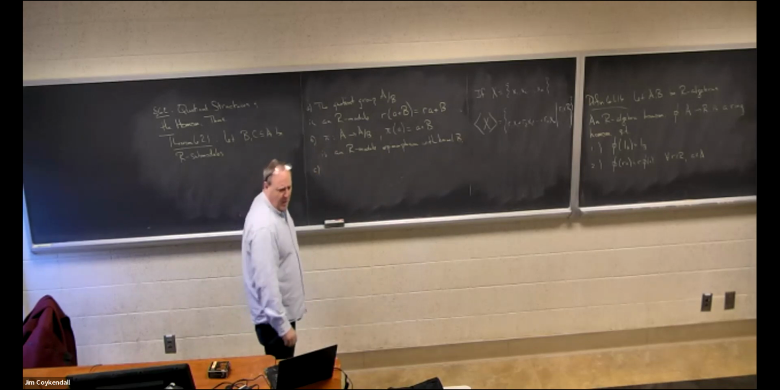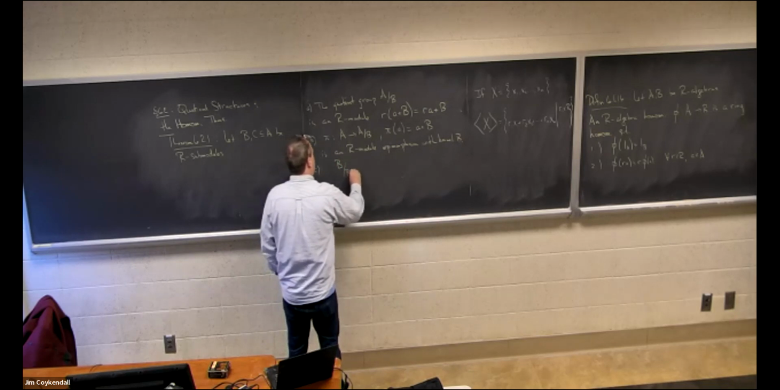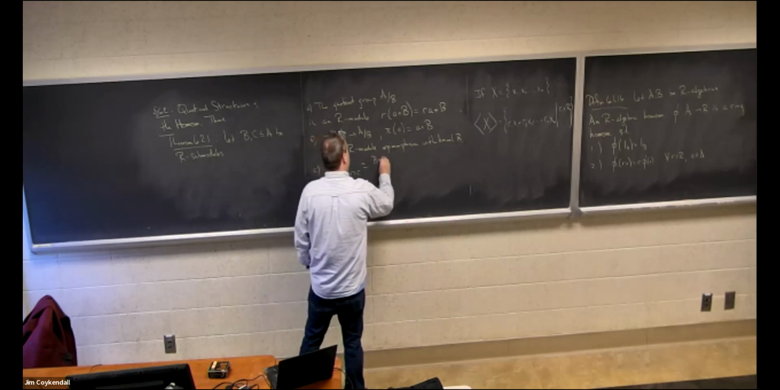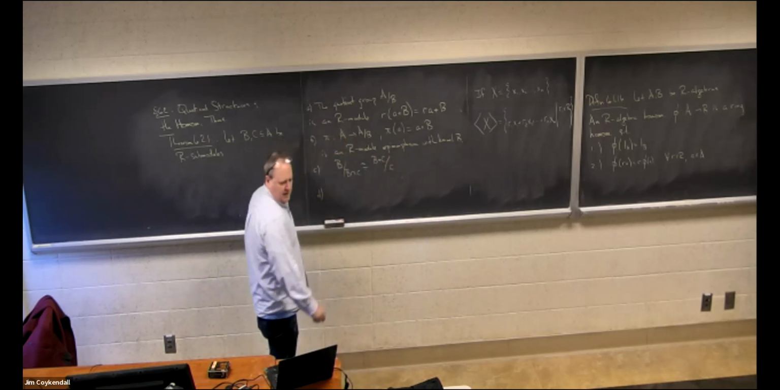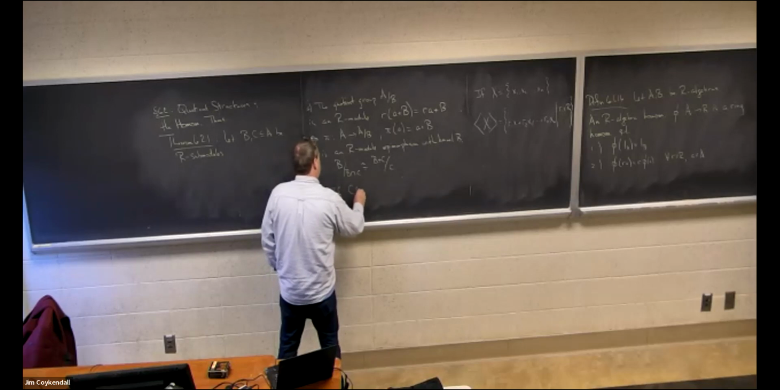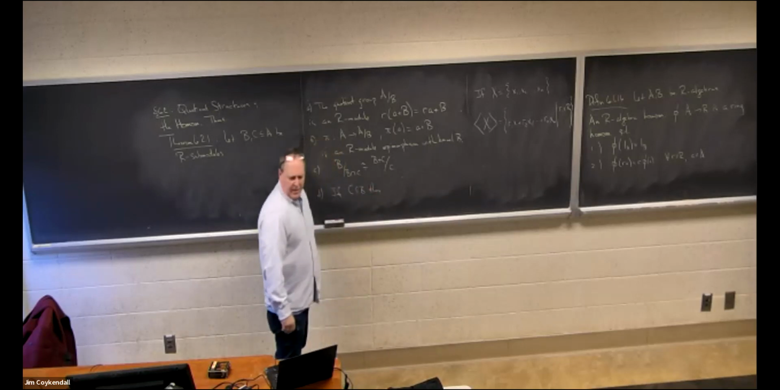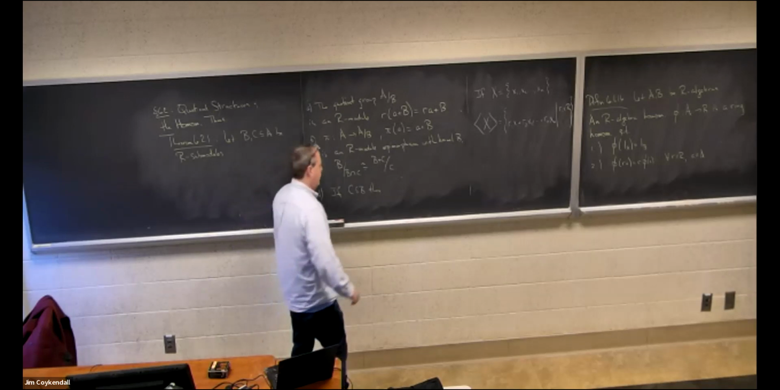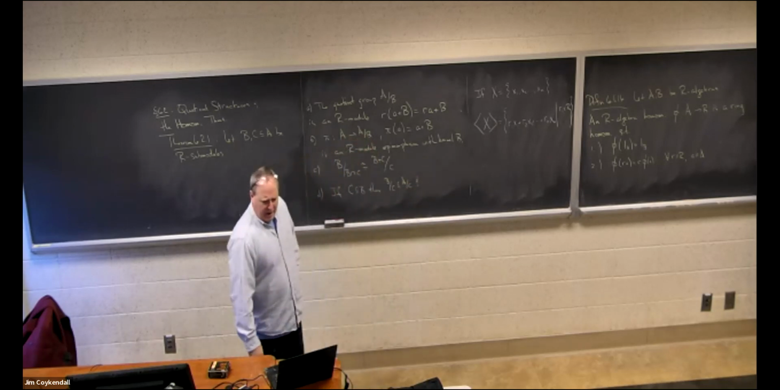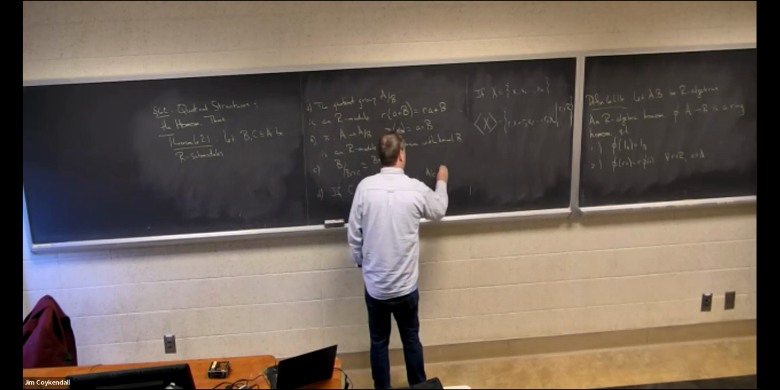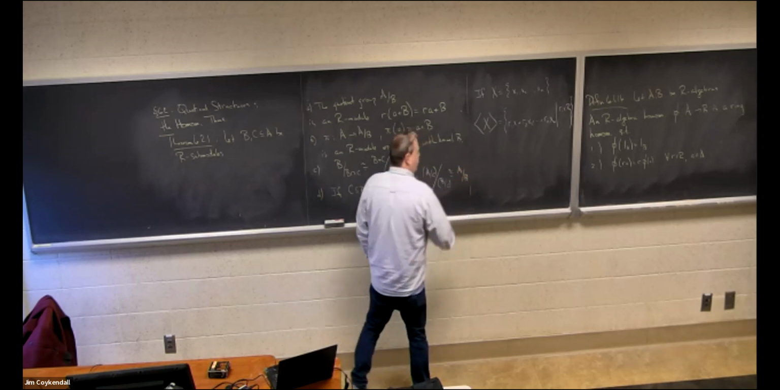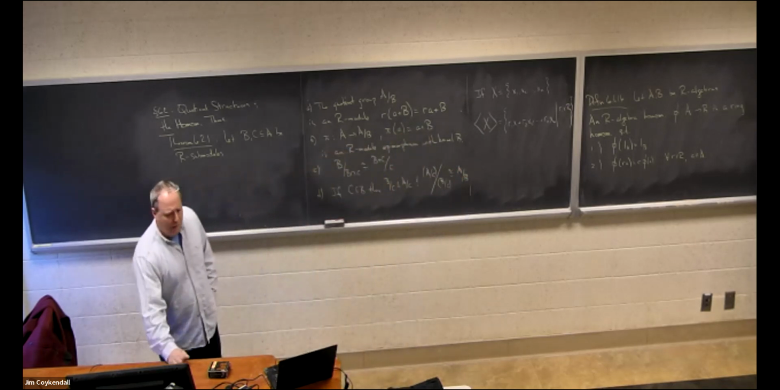Part C, there is an R module isomorphism: B mod B intersect C is isomorphic to B plus C mod C. And part D, if C is in B, then B mod C is in A mod C. And what is more, when you mod them out, this is isomorphic to A mod B. That is enough for now.